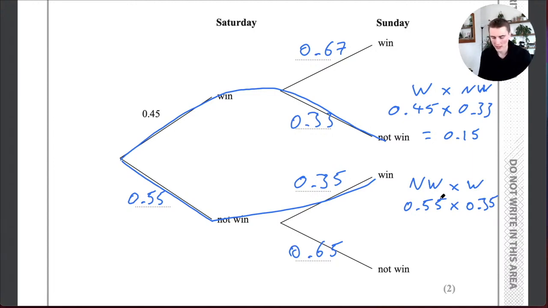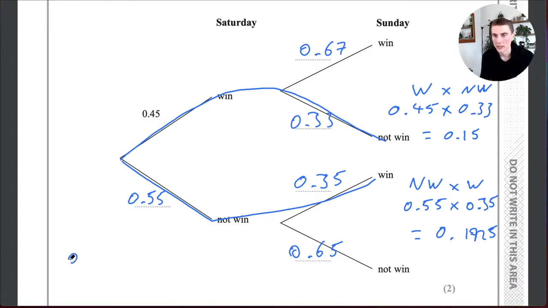And we pop that in, 0.55 times 0.35. And this one gives us 0.1925. Okay, so we now have these probabilities. That's good. But that's the probability of winning and not winning, and then not winning and winning. If we want to find the total probability that they only win once, we have to add these 2 together.